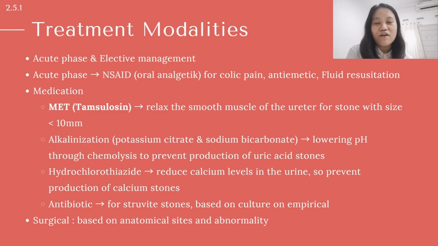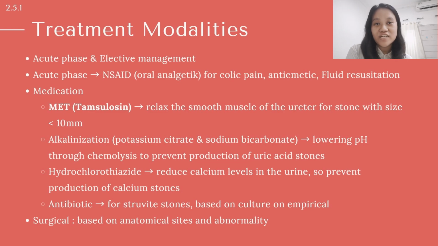And second, for the medication treatment, first we can use tamsulosin to relax the smooth muscle of the ureter for stone size under 10 millimeters. And second, we can use alkalinization. Alkalinization is potassium citrate and also sodium bicarbonate to lower the acid state through chemolysis to prevent the production of uric acid stones. And third, we can use hydrochlorothiazide or diuretics to reduce the production of calcium stones. And the last, we can use antibiotics to prevent the production of struvite stones from infection.